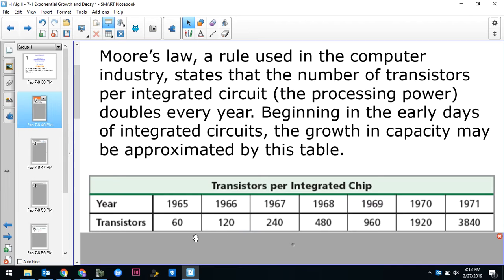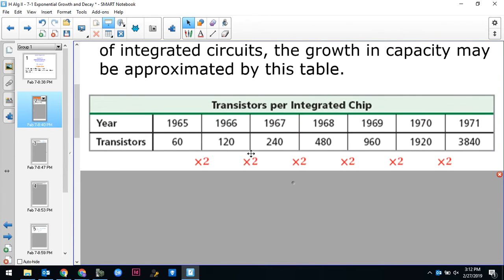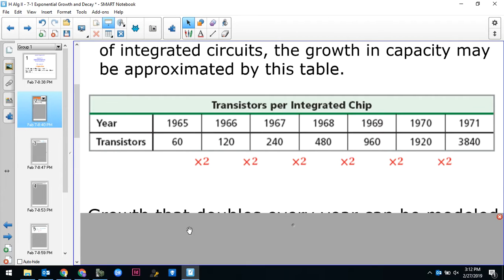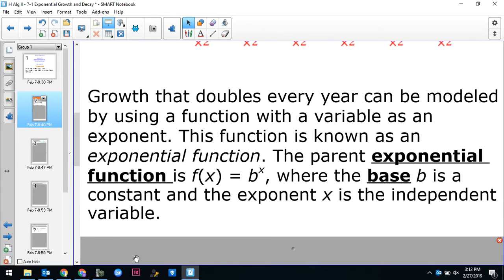But what I do see here is that it's actually multiplying by a certain amount. Every time I take the y values, 60 to 120 to 240 to 480, it's doubling. So it's not adding, it's multiplying each time. This is the case where it's doubling. So this is not a polynomial function anymore. It's an exponential function. It will grow a little bit quicker. Growth that doubles every year can be modeled by using a function with a variable as an exponent. This function is known as an exponential function. This is the parent exponential function.